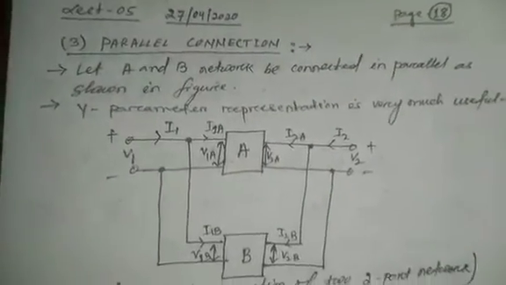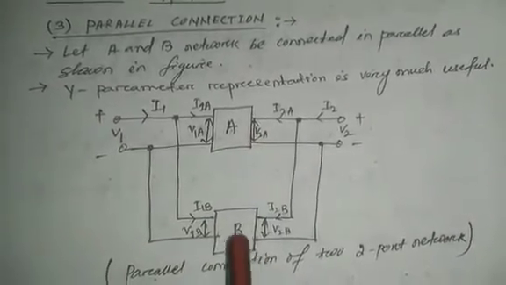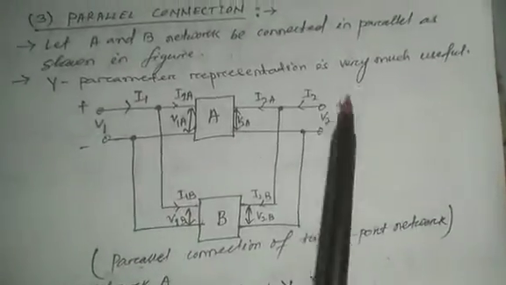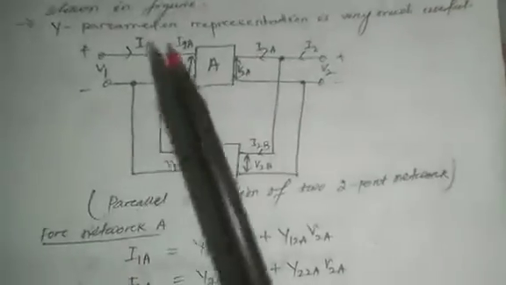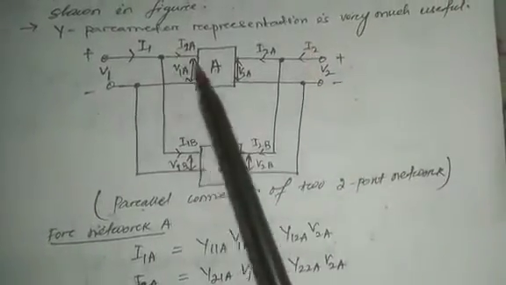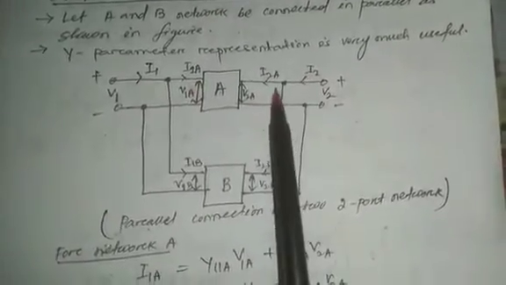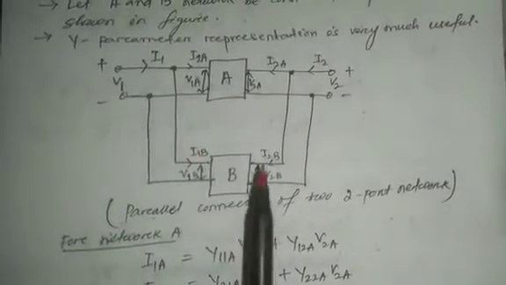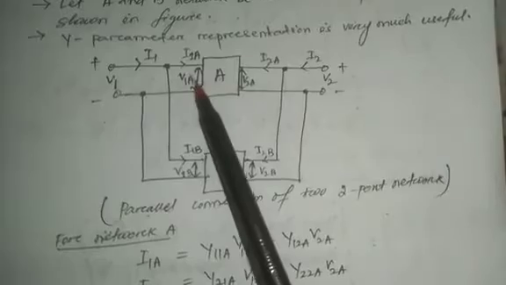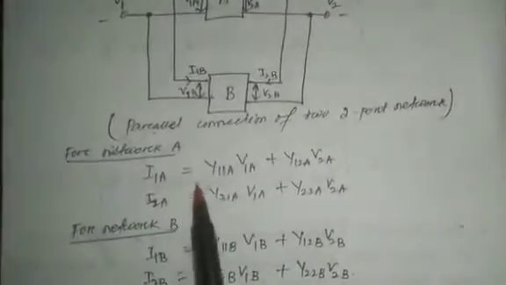Let networks A and B be connected in parallel as shown in the figure, that is A and that is B, and the y parameter representation is very useful for this parallel connection. Here the input port voltage is V1 and the output port voltage is V2, and the currents are I1 and I2. For network A, the currents are I1A and I2A, and for B they are I1B and I2B. The voltages are V1A, V2A, and for network B, V1B, V2B. And as per the y parameters, what is the equation?